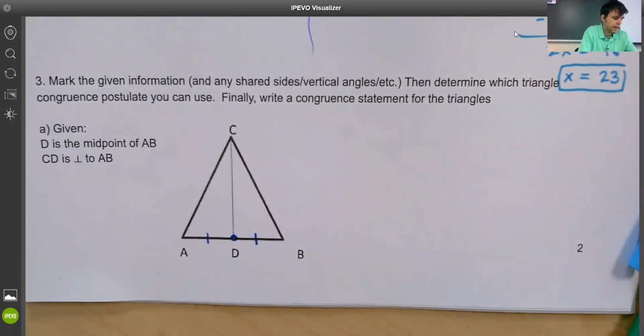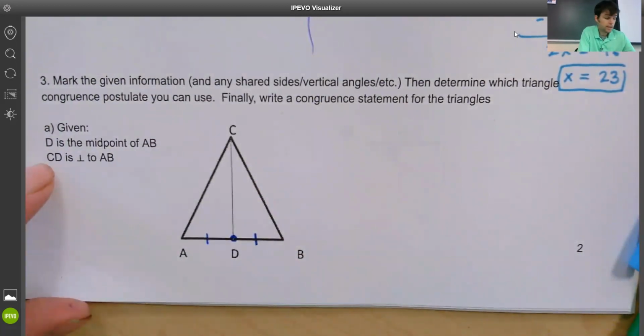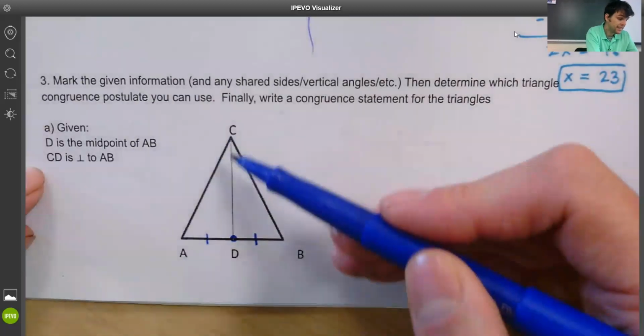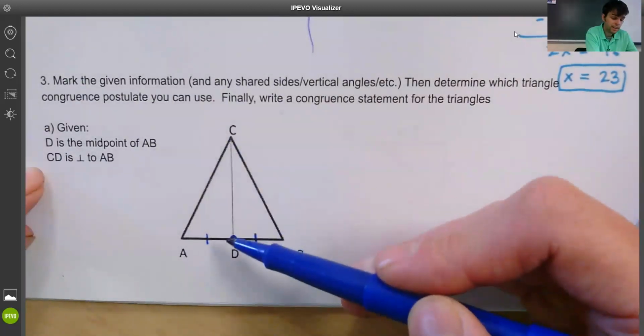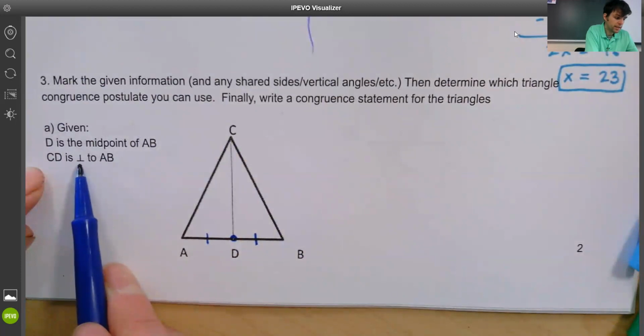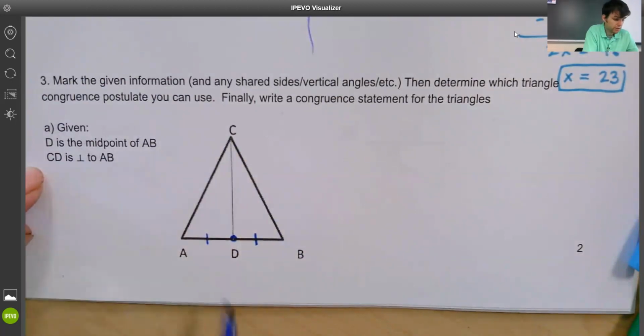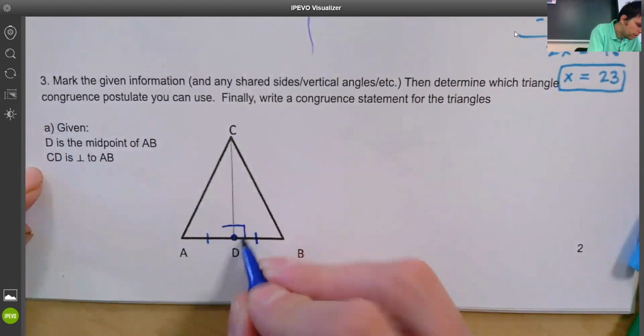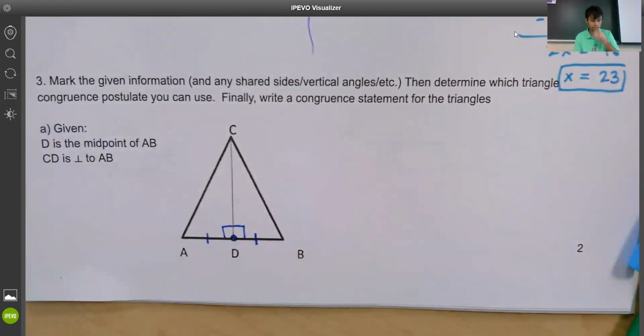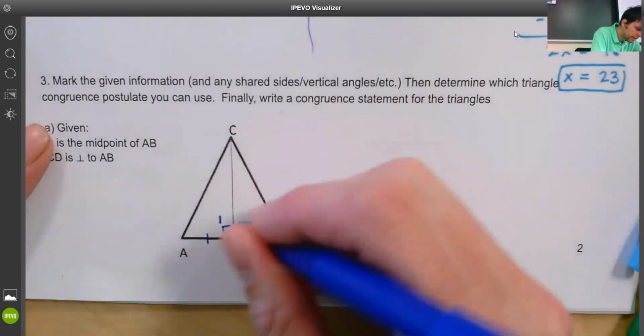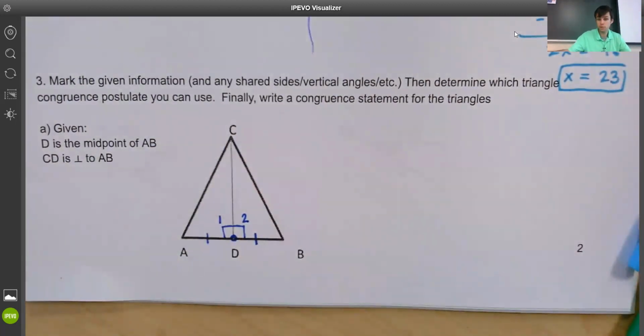Easy enough. And then we have the second piece of given information here. We have that CD, this line segment here, is perpendicular to, that's what that symbol means, perpendicular. So it forms right angles with AB. So we know that these angles right in here are both right angles. So since they're both right angles, I'm going to use some numbers here. These two angles would be congruent. Angle 1 and angle 2, both measuring 90 degrees, would be congruent.